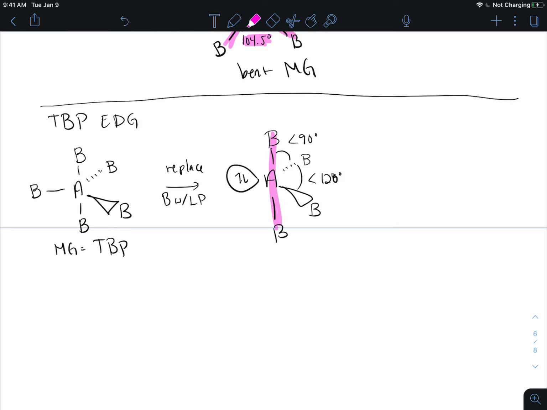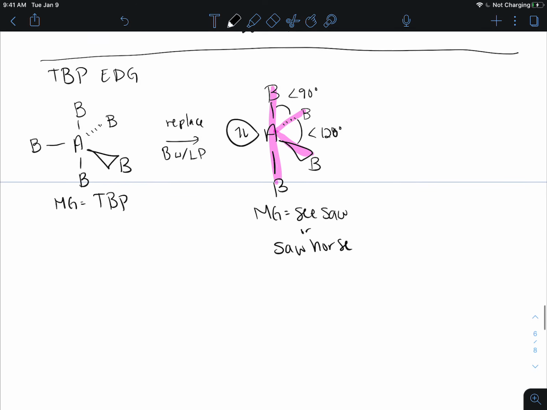Looking at this structure, it's called seesaw or sawhorse. And that's just the shape it kind of looks like. If you flip it on its side, it kind of looks like this, which looks like a sawhorse. Or if you flip it the other way, it kind of looks like what a seesaw would look like. So that's why they call it a seesaw or sawhorse. And then we're going to do that again.